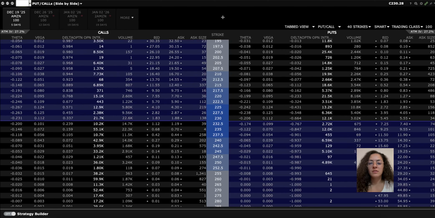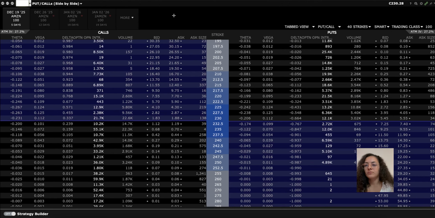Hello everyone, let's learn how to read an option chain in 5 minutes. Here you have an example of Amazon. In the option chain, you have calls here on the left and puts on the right. Strike price in the middle, and then all the rest that we're just going to discuss quickly.